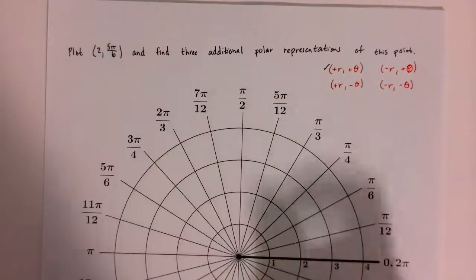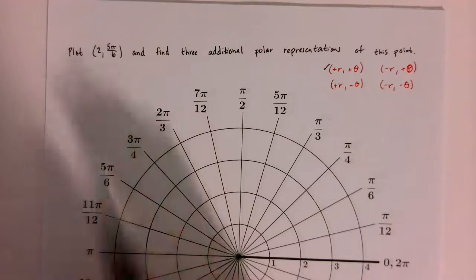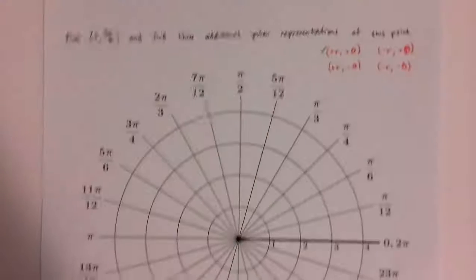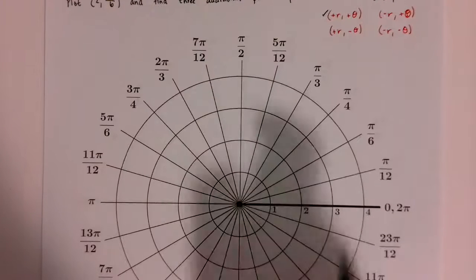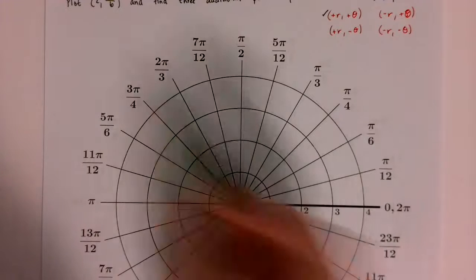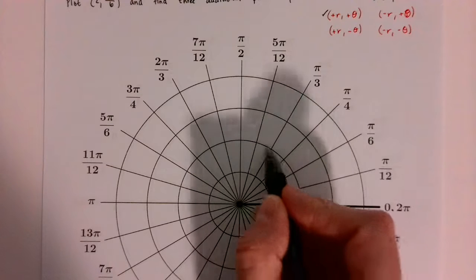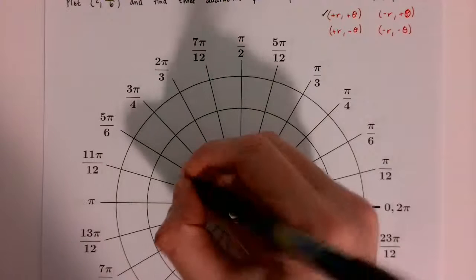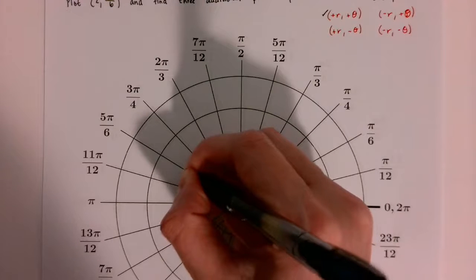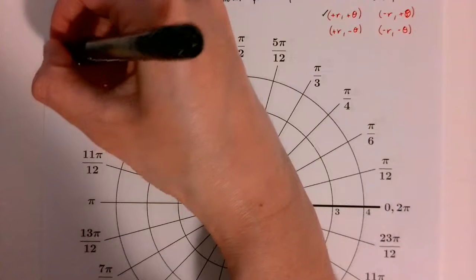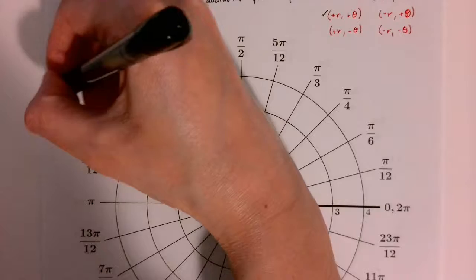Let's go ahead and plot this point first. So I'm going to find my angle 5 pi over 6, which is positive. So I'm going to start at the initial ray, the polar axis, and I'm going to go around 5 pi over 6. So I know I need a radius of 2, so I'm just going to go around on the radius of 2, until I find 5 pi over 6, which is right here. Okay, so let's go ahead and find 3 more ways to name that point.